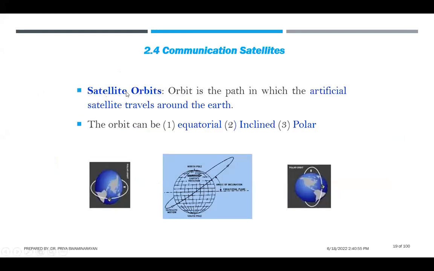Now, satellite orbit. What do we mean by orbit? Orbit is nothing but a specific path in which the artificial satellites move around the Earth. There are two types of orbit that we can use for installing satellites for communication. The first one is the equatorial orbit. The second one is the polar orbit. And this one is known as an inclined orbit. Whenever we install any satellite, the orbit is fixed for that satellite. The satellite should not move out from its orbit.